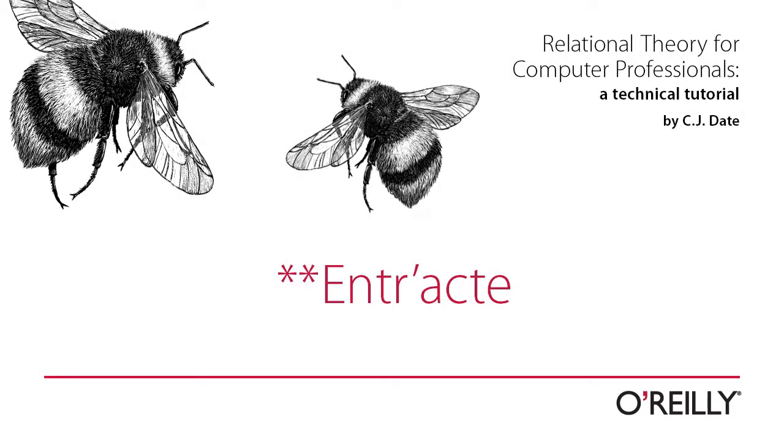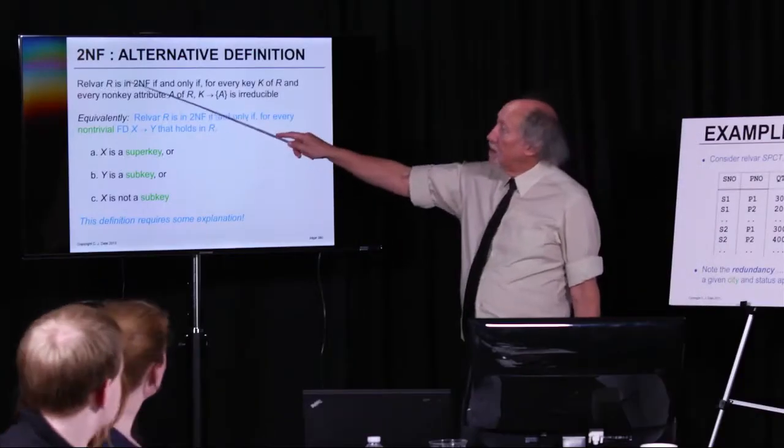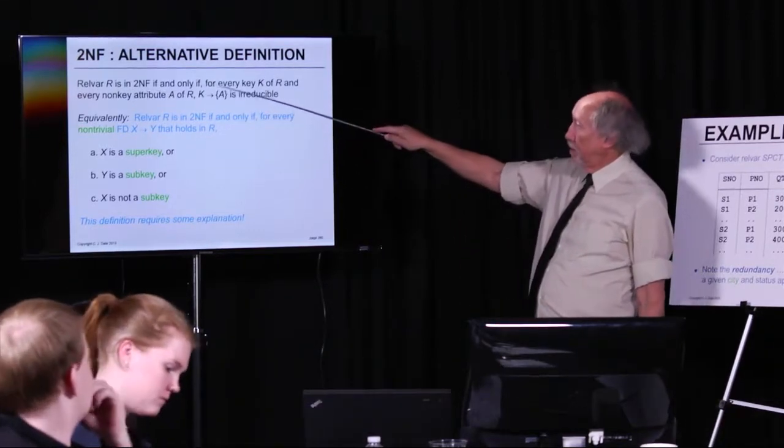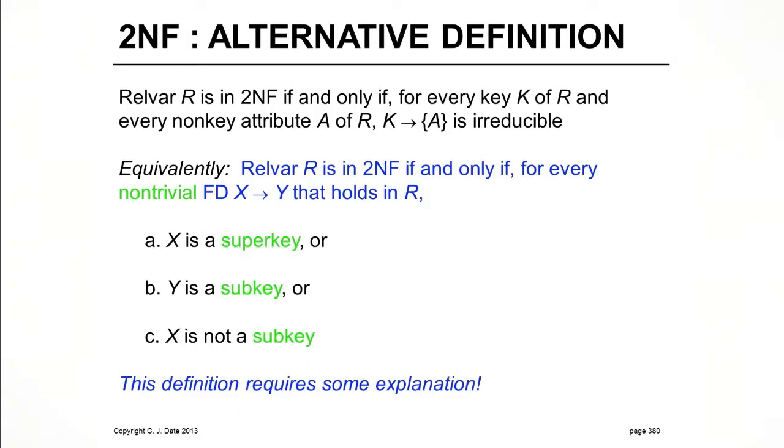So I gave you a definition of second normal form. Here it is again. R is in second normal form if and only if for every key k of R and every non-key attribute A of R, the functional dependency k arrow A, which certainly holds, is irreducible. That is a correct definition.